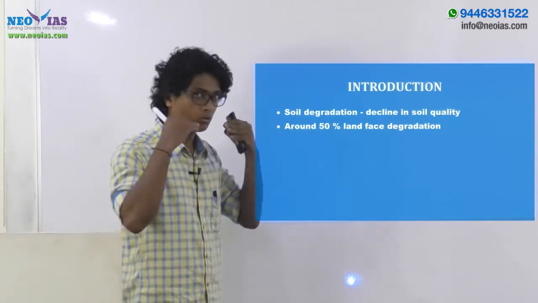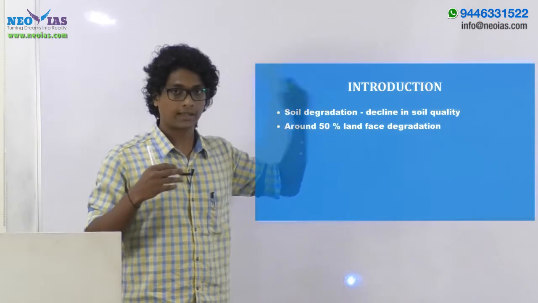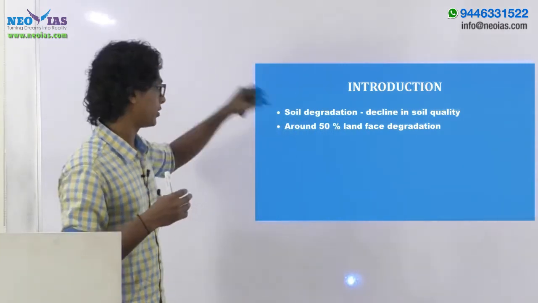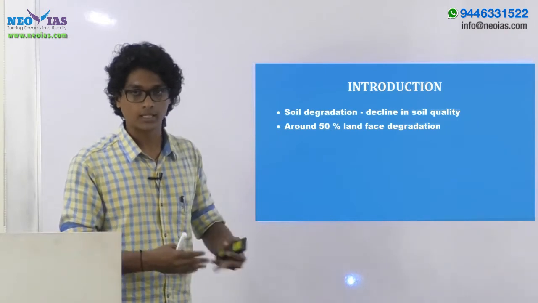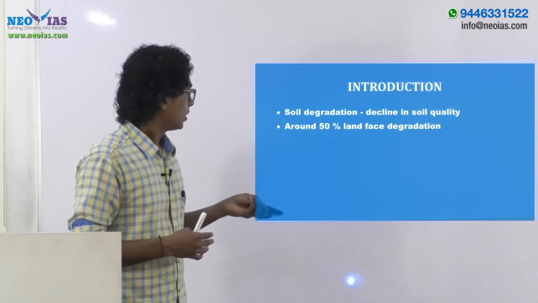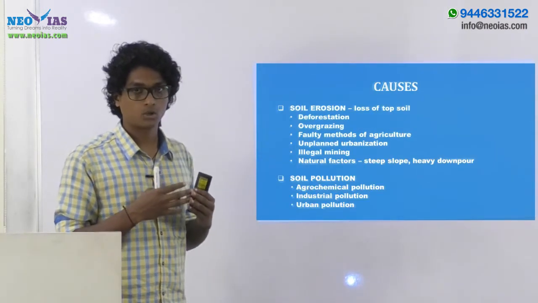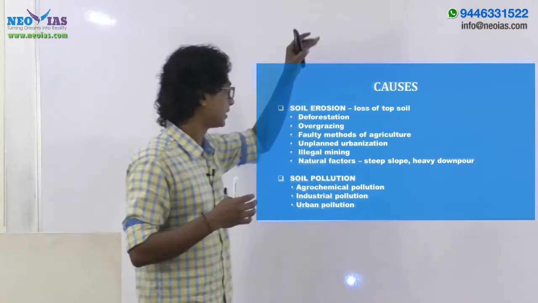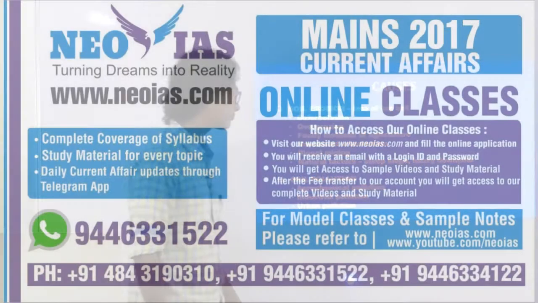Now, in order to substantiate that this problem is relevant in India's case, you can use this fact: around 50% of our geographical land area is facing the threat of degradation. Now the major subheading regarding this question is how soil degradation is caused. Okay, so there are causes.